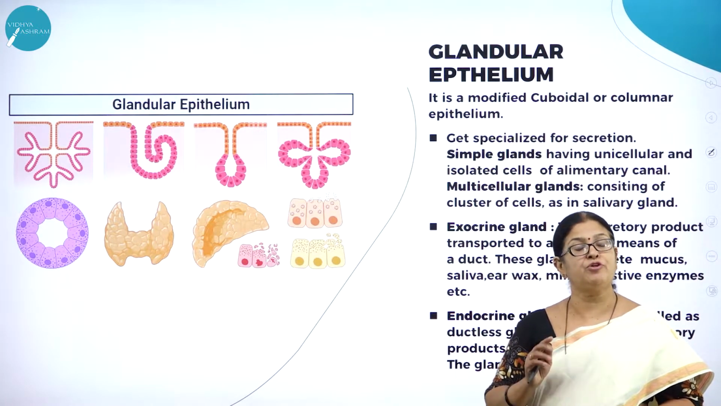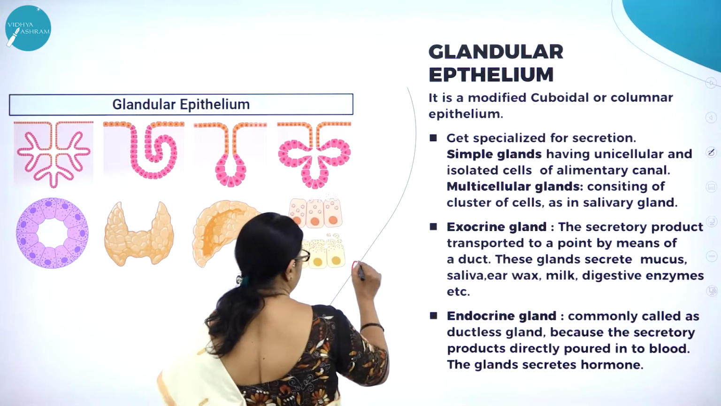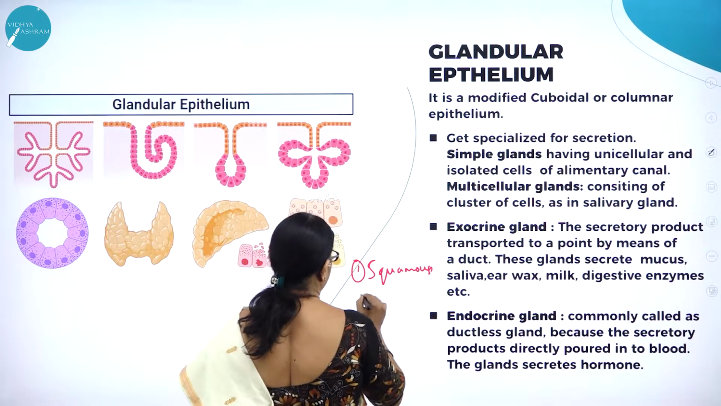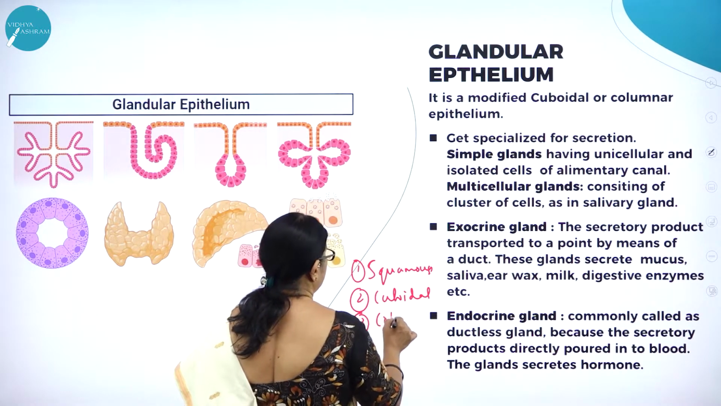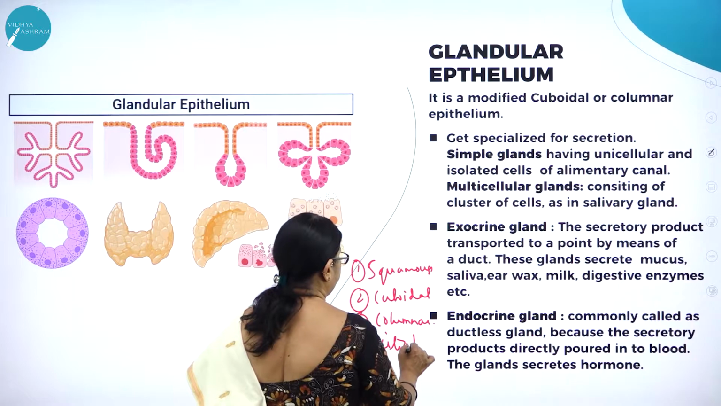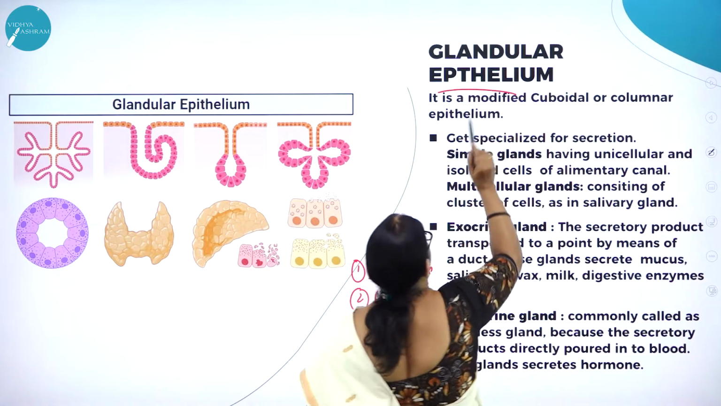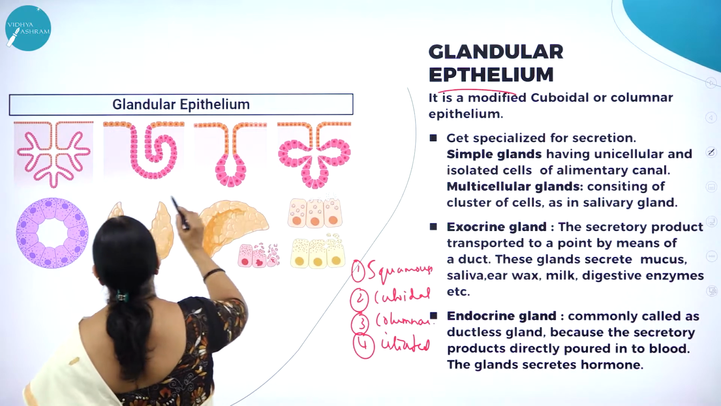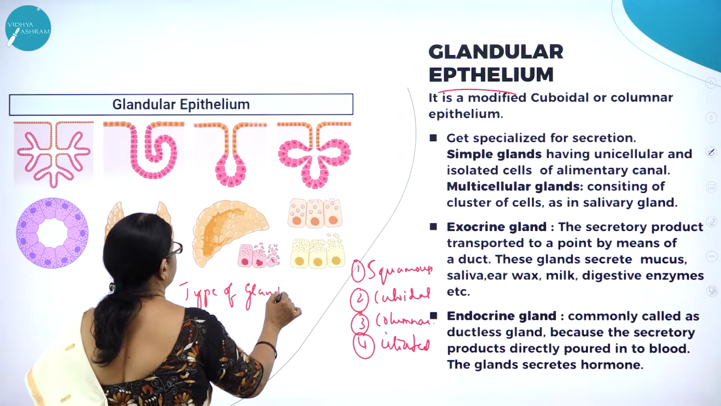So we studied four types of epithelial tissue, namely squamous, then second one cuboidal, third one columnar, and fourth one ciliated. Moving on to the next type of epithelial tissue called glandular epithelial tissue. Glandular epithelium. Here you can see the beautiful picture of the glandular epithelium and types of glandular epithelium.